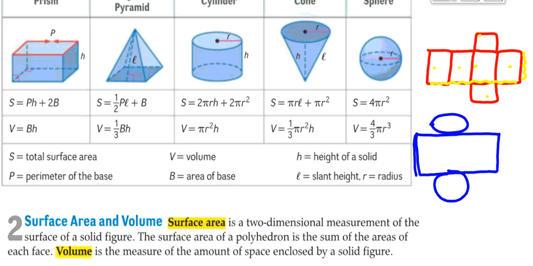And so surface area of a sphere is 4 pi r squared, and volume is 4/3 pi r cubed as we go.